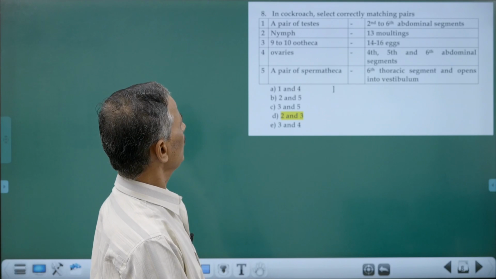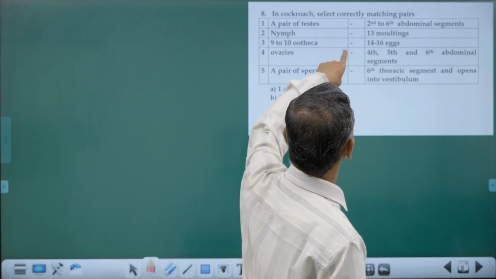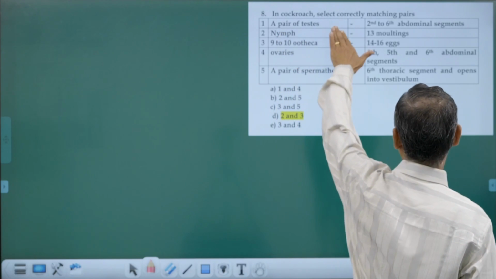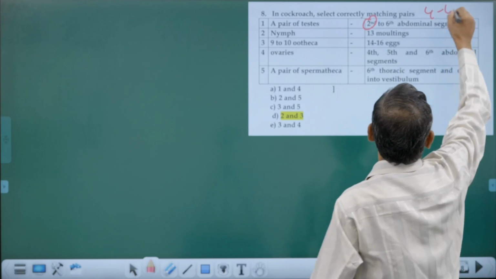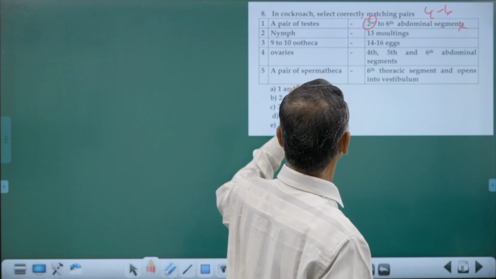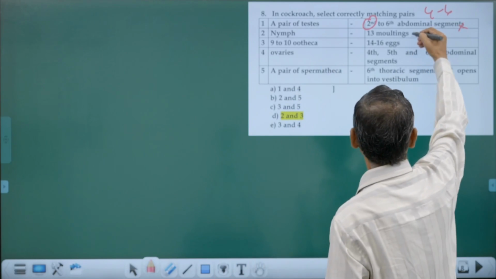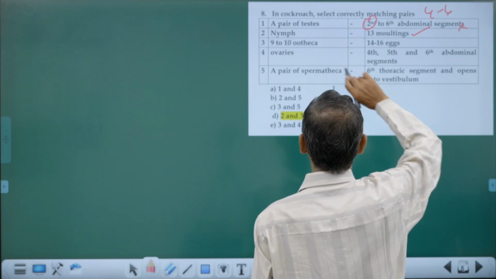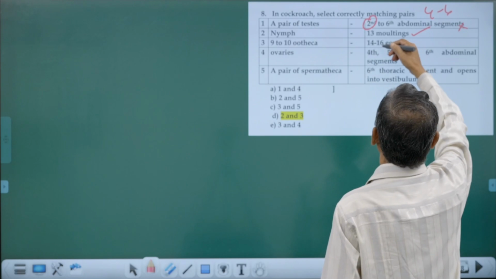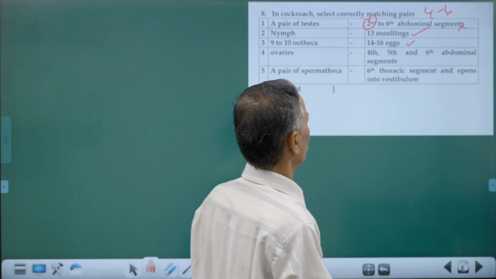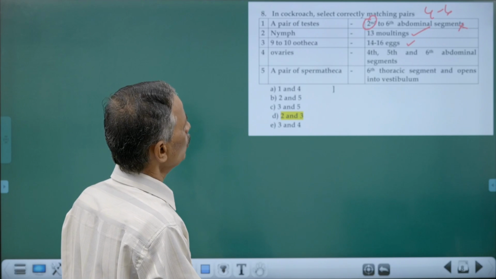In cockroach, select the correctly matched pair. Nymph. What is the nymph? Sorry, before that, a pair of testes. Testes are lying in 4 to 6. That's why it is wrong. Nymph, larva, which is similar to that of the adult in appearance, molts 13 times, correct. Paurometabola, 9 to 10 ootheca, each one having 14 to 16 eggs. That is also correct. A female can lay 9 to 10 ootheca at a time. Each one will have 14 to 16 eggs inside.